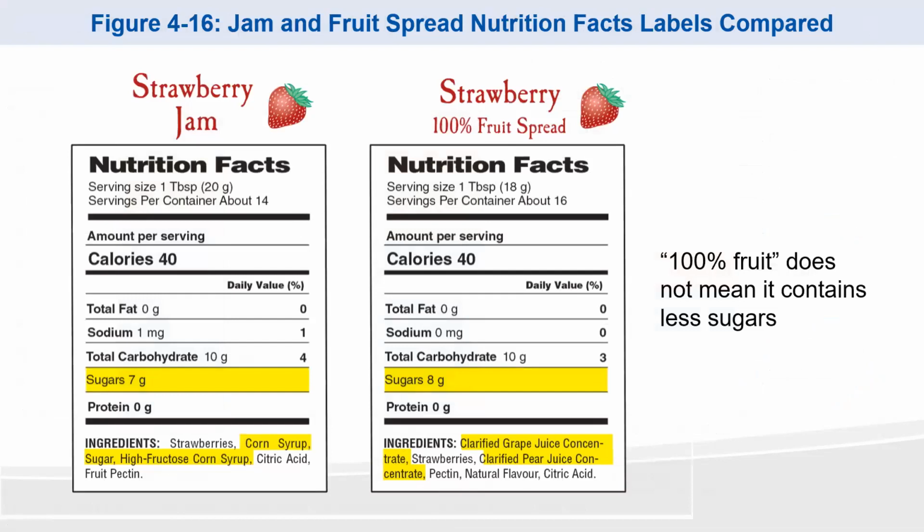I've stressed this before, just because something says all natural or 100% fruit, as you can see on the one on the right, it doesn't mean it contains less sugar. So this is two jams. You can see the one on the left, 7 grams of sugar. They've added corn syrup, sugar, high fructose corn syrup to the whole thing, whereas the one on the right is all just concentrated grape juice and pear juice. And if you look at the number of sugars, it's 8 grams per serving. So don't be fooled by things that say they're all natural. You've got to look at the details and see what that means.